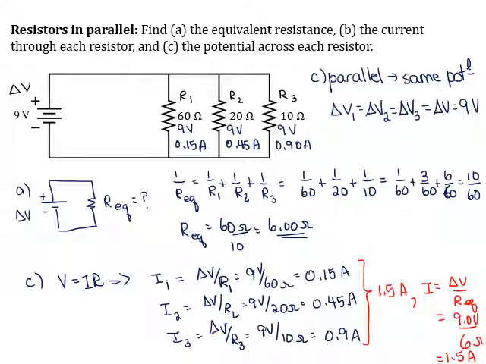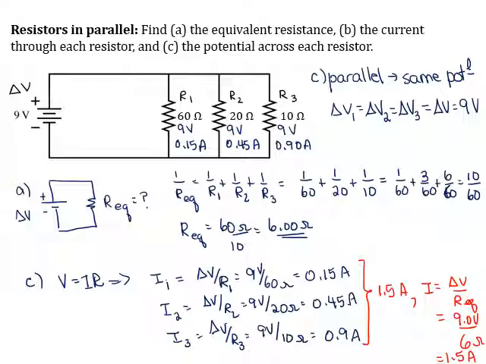If you look at the currents, you see that the biggest resistor, 60 ohms, has the smallest current, 0.15 amps. The smallest resistor, 10 ohms, has the biggest current, 0.9 amps. This makes sense when you think about what resistance means. Resistance means resistance to current flow. If something has a high resistance, it's hard for the current to get through.